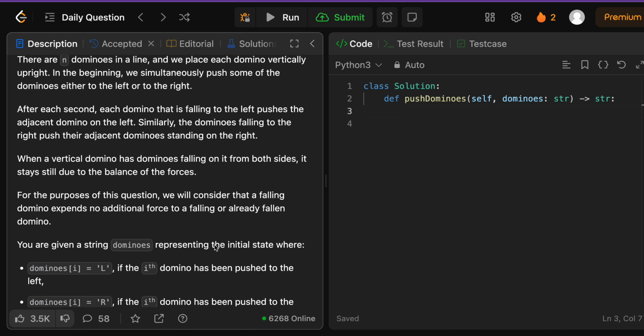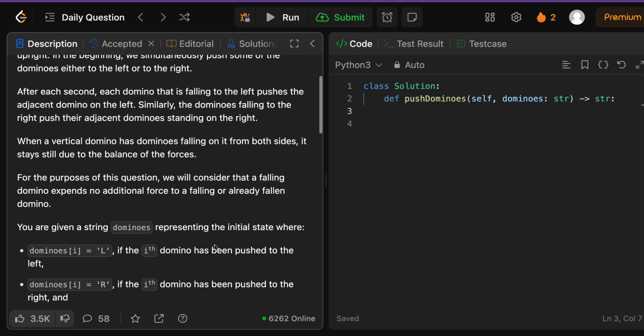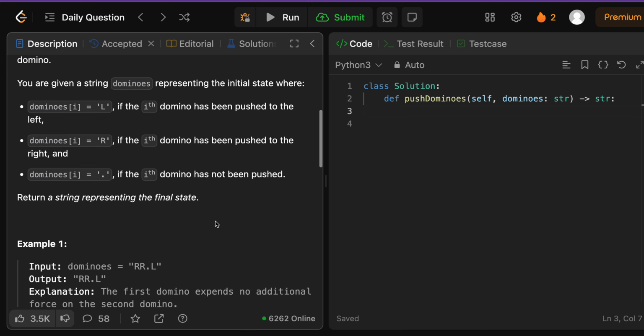Right? And for the purpose of this question, we always consider that a falling domino expends no additional force to a falling or already fallen domino. So we're given the input string dominoes representing the initial state, where dominoes at any index i would be an L, indicating that it would be pushed to the left. Dominoes at index i would be an R if it was pushed to the right, and it would be a period or a dot if it was just not pushed, staying still. And we want to return the string that represents the final state.